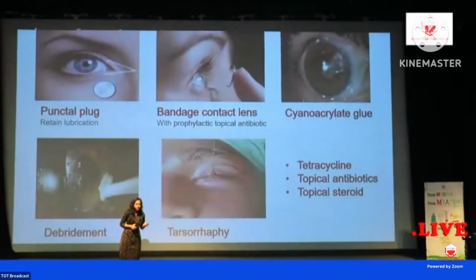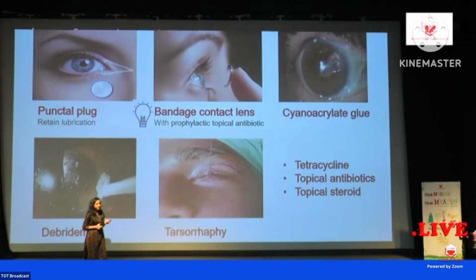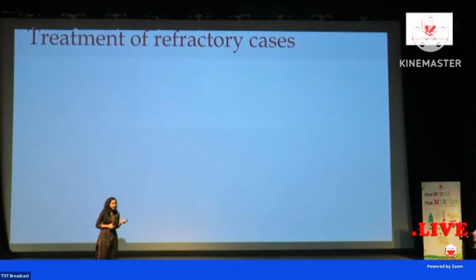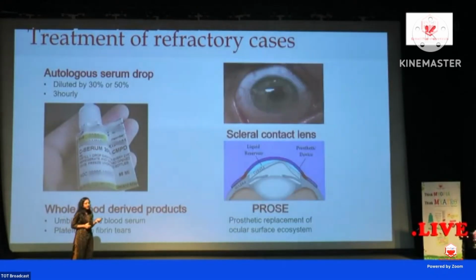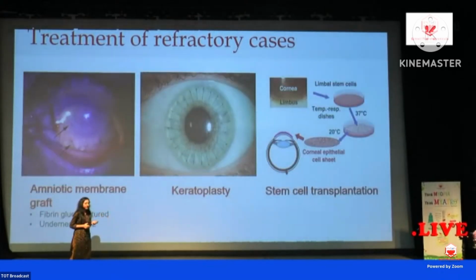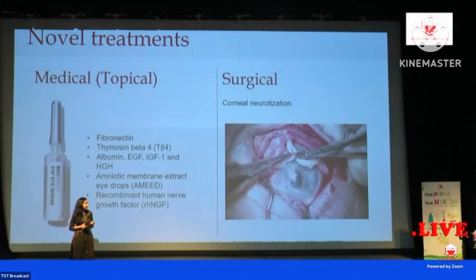If it fails, you can go for punctal plugs, bandage contact lens, cyanoacrylate glue, debridement, and tarsorrhaphy, with tetracycline antibiotics or steroids. Always give bandage contact lenses under antibiotic cover. If it becomes refractory, you can go for autologous serum drops, blood-derived products, and scleral contact lenses, including PROSE. Your surgical options are amniotic membrane grafting, keratoplasty, and limbal stem cell transplantation. The novelties in development are the various topical growth factors and the trending surgery of corneal neurotization.